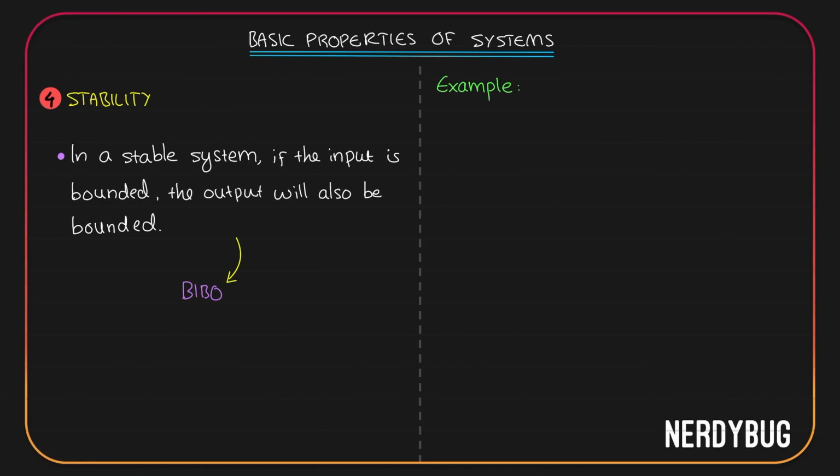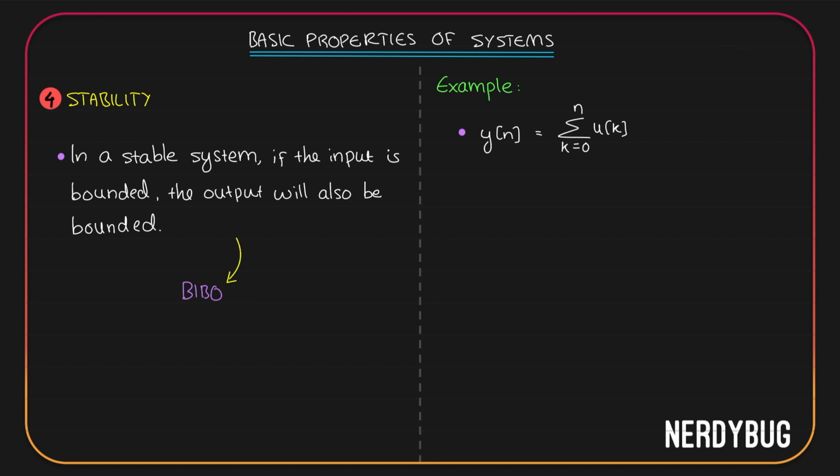Let's take more examples. We have y of n equals summation from k equals 0 to n of u of k. It's an accumulator, but we're accumulating outputs of u of k, which is the unit step signal. We know the unit step signal has value 1 everywhere, which means the input here is a unit step signal. It can only take a value 1, which means the input is bounded.